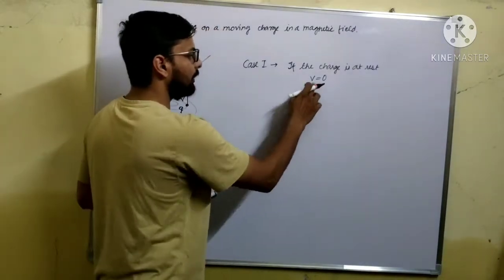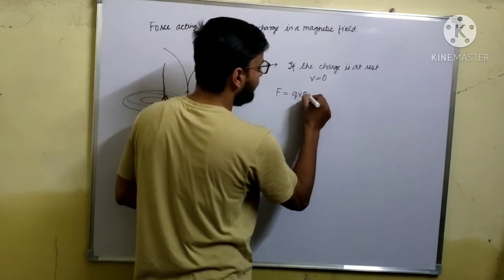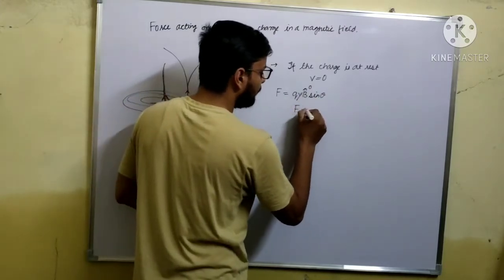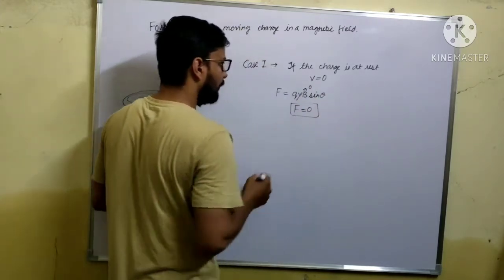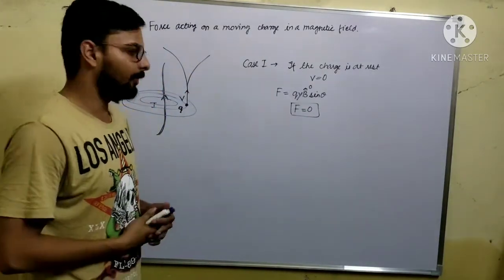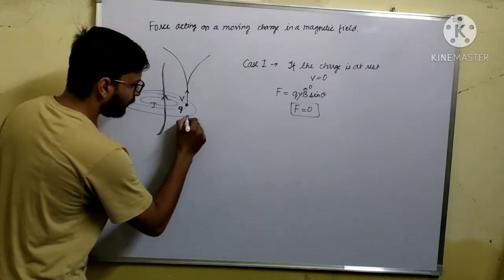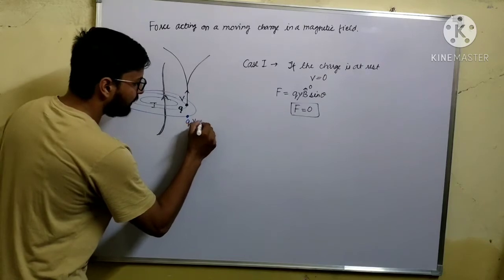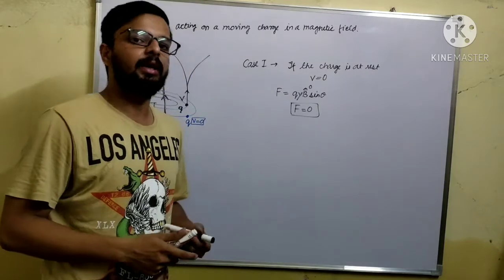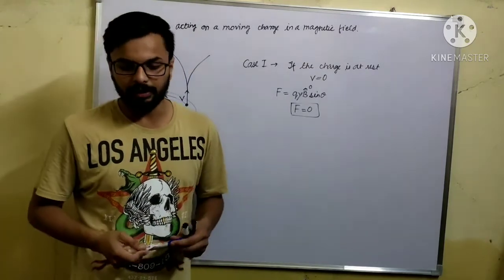Okay, and if the velocity becomes 0, then from the formula F is equal to QVB sin theta, this term becomes 0, so the whole term becomes 0. If I take another charge Q here which is at rest, then a charge at rest in the magnetic field will not experience any kind of force. Okay, so this point is clear.